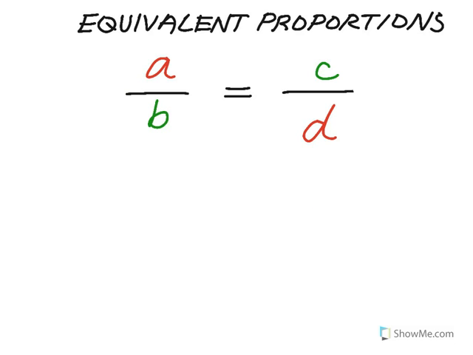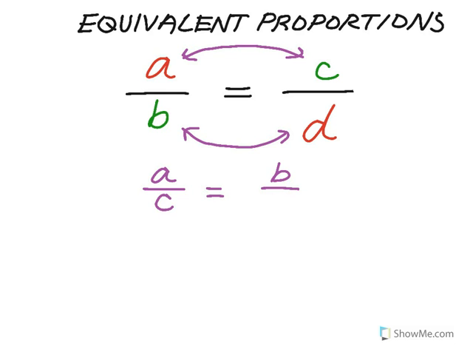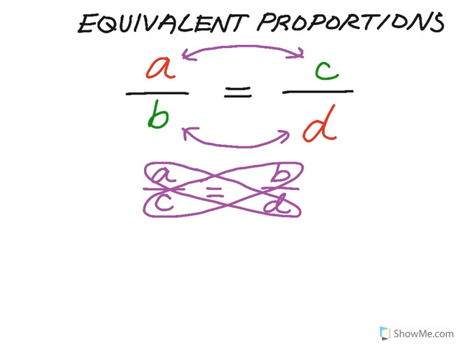Proportions are also true horizontally. I can shift the A and the C as long as I switch the B and the D. So I could have A is to C as B is to D. And once again, when I cross multiply, I still get the A times the D and the B times the C. So this would be an equivalent form of the original proportion.